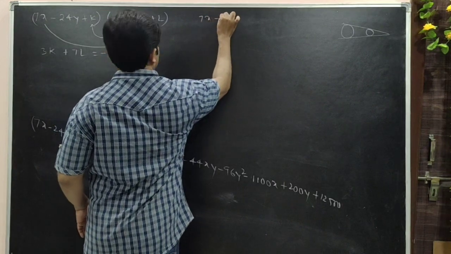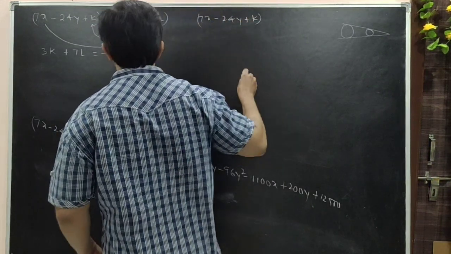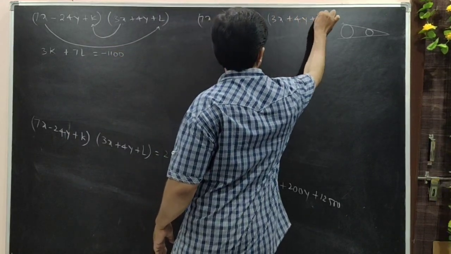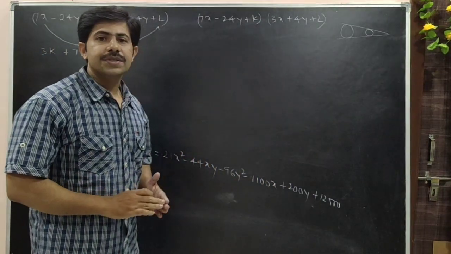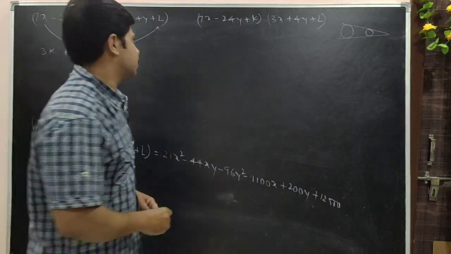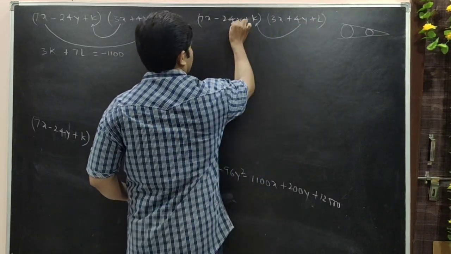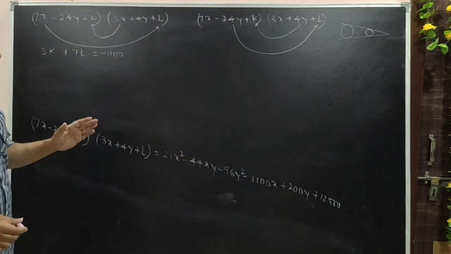7x minus 24y plus k into 3x plus 4y plus l. Now, constants I will multiply to y terms. That means 4y I will multiply to k and minus 24y I will multiply to l. Now, what are the coefficients of y?